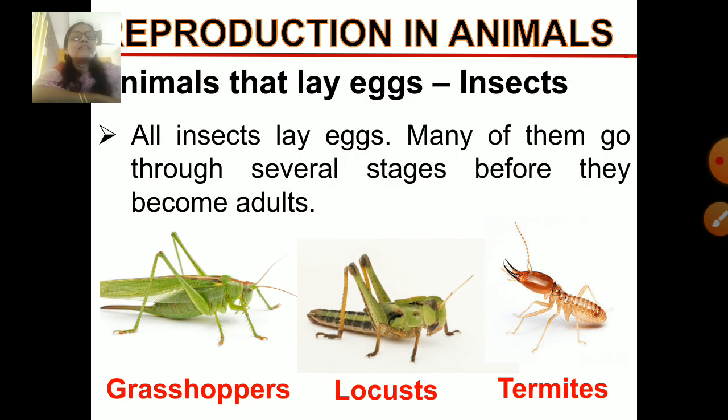Okay, fine. Next is insects. Insects also reproduce by laying eggs, right? And many of them also go through several stages before they become adult, like we saw in the life cycle of a frog, right children? The pictures are shown of different insects which lay eggs. These are just some examples: grasshopper, locust, termites. So insects also lay eggs to reproduce, right children?